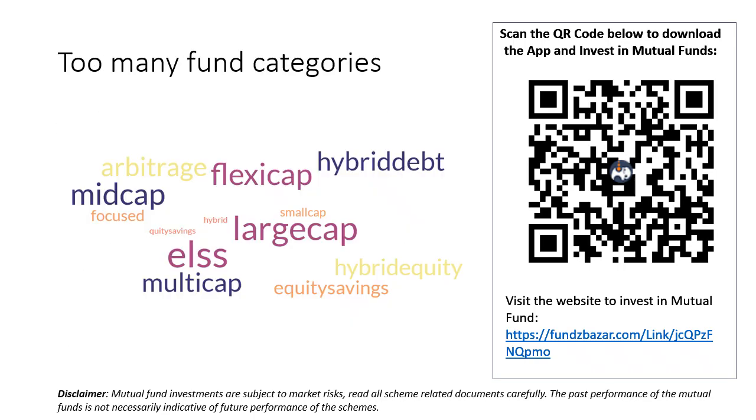Okay, so when a new mutual fund investor goes to the website of a mutual fund company or goes to any other platform, they get confused, right? Because there are just too many fund categories. Some of them I have listed here. There is arbitrage fund, there is hybrid debt, mid cap, focused, ELSS, multi cap, large cap, small cap, equity savings, hybrid equity. What are these categories, right? How do you understand each of these categories and whether they are right for you or not?